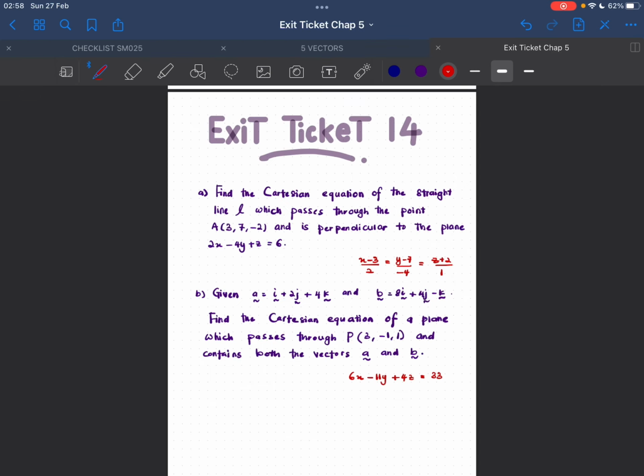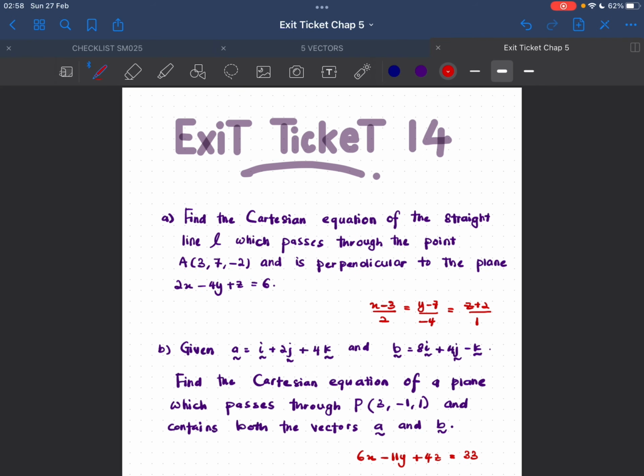And here is your exit ticket 14, which has 2 questions. Make sure you read it carefully and find the equation of the line and also the equation of the plane here.